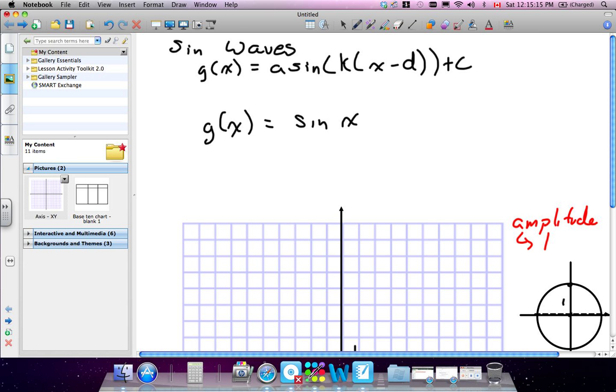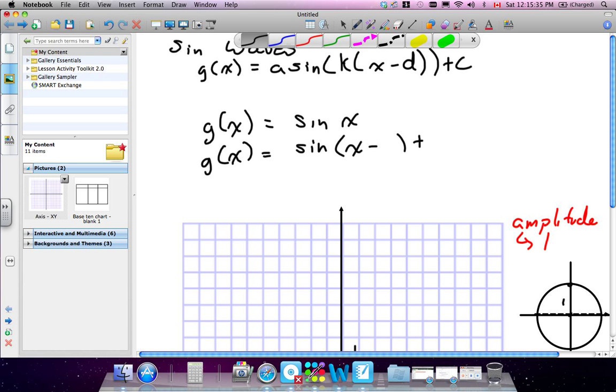What we're going to do first is deal with C and D. That'll be easiest, I think. So, g(x) equals, I'm going to leave A and K out for now, just because they're a little harder. We'll get to it. So I'm only going to do 2 for now, minus D plus C.